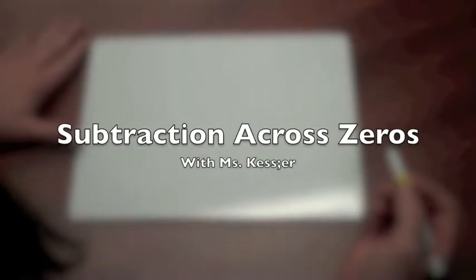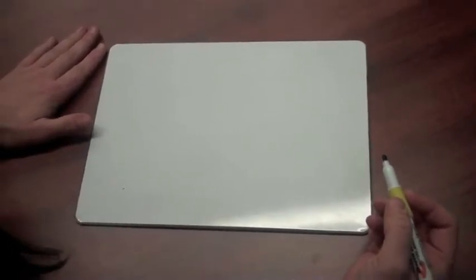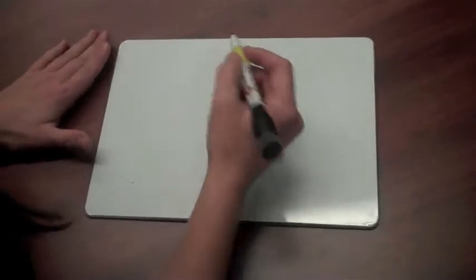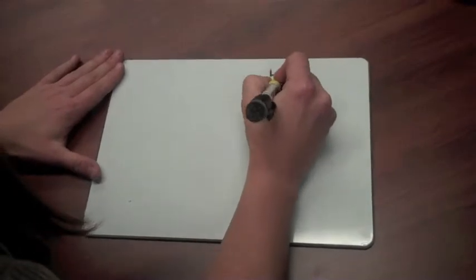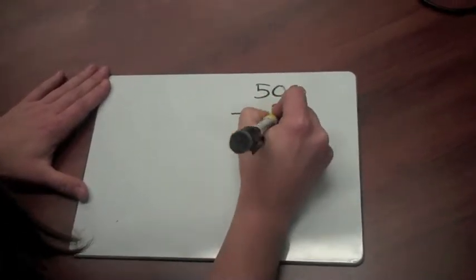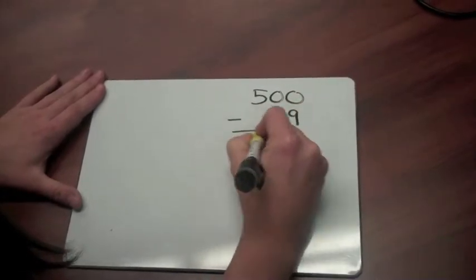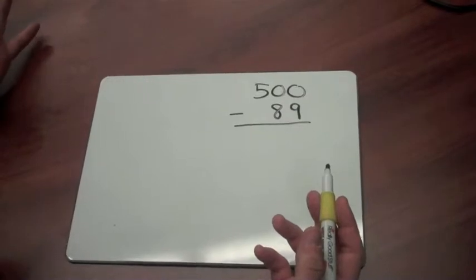Alright, this is a tutorial on how to subtract across zeros using a different strategy called numbered discs. So when you're subtracting across zeros, for example, 500 minus 89, you want to do the same thing on your place value chart.